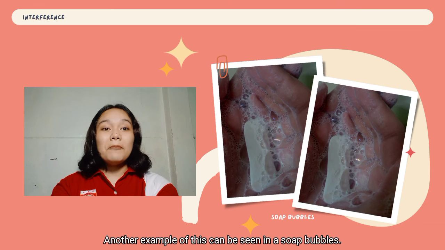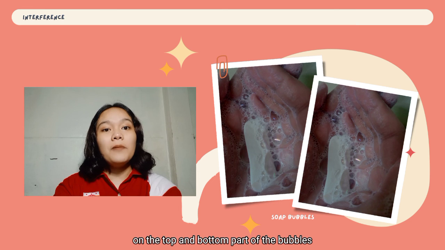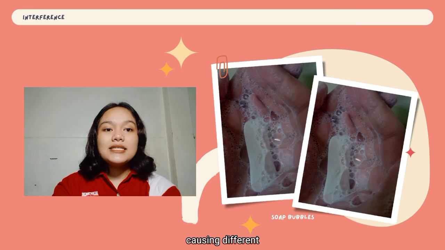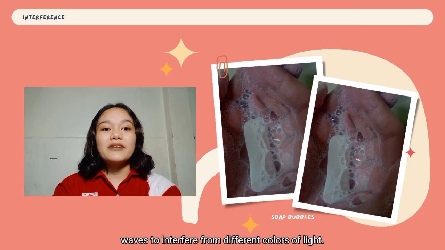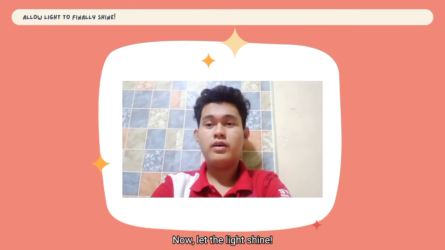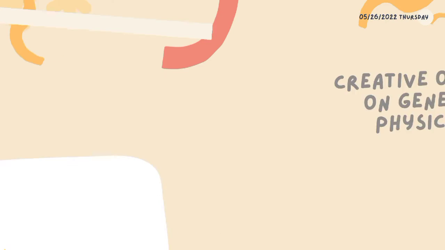surface of the oil. Another example of this can be seen in the soap bubbles, where light is reflected on the top and bottom part of the bubbles, causing different waves to interfere from different colors of light. Now, let the light shine!